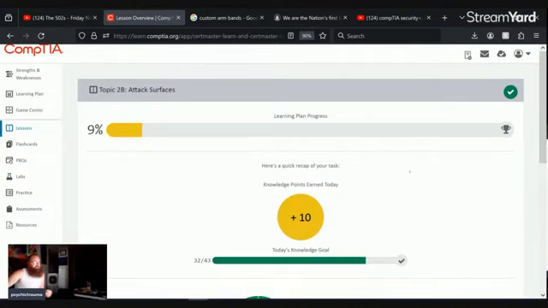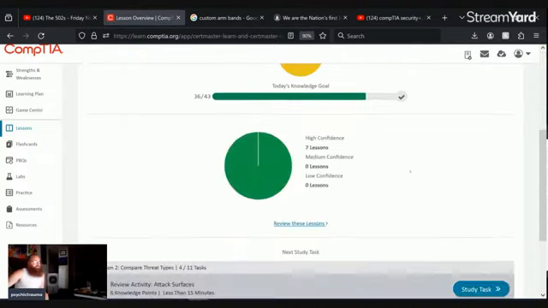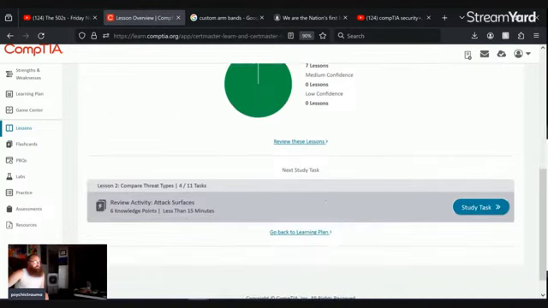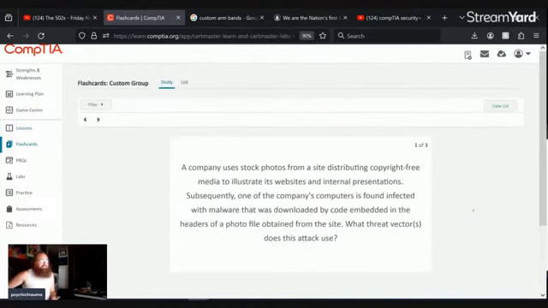Finish tasks. All right, we have 7 more to go, and then we're good for today. So we're going to do this, all right? Review activity, attack surfaces. Even though I'm hungry, we'll get this done.